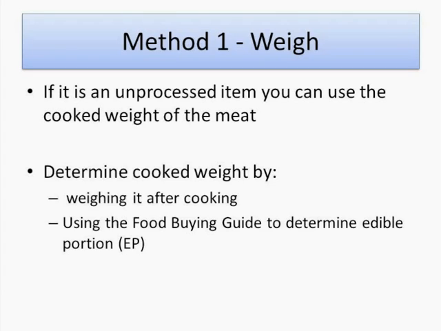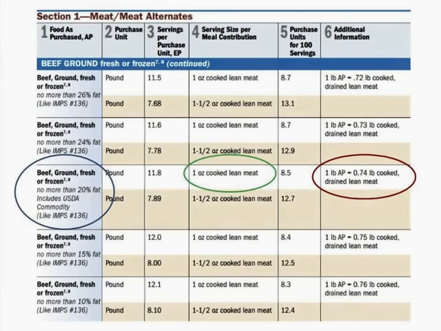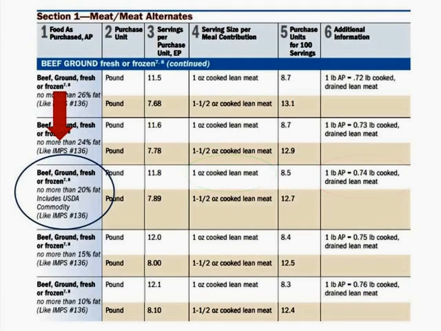Method 1 involves weighing the product if it is unprocessed, or using the food buying guide to determine the edible portion. Let's refer to a ground beef example from the food buying guide. First, we identify the product that we are using, in this case, USDA ground beef, 20% fat.